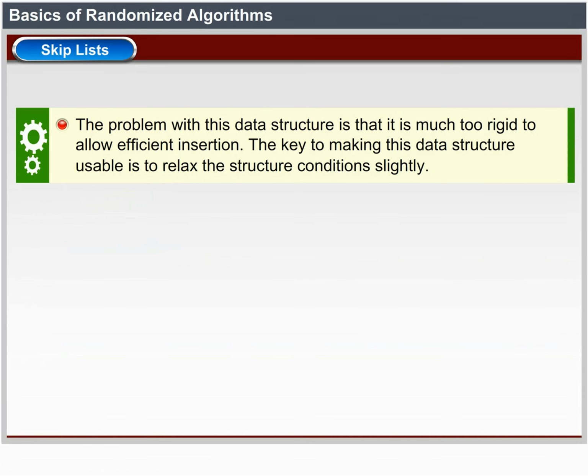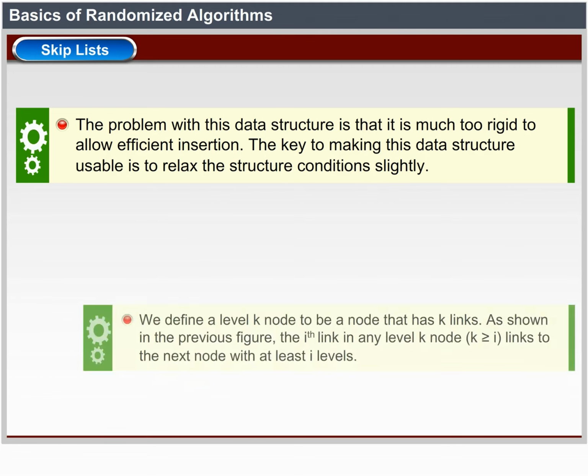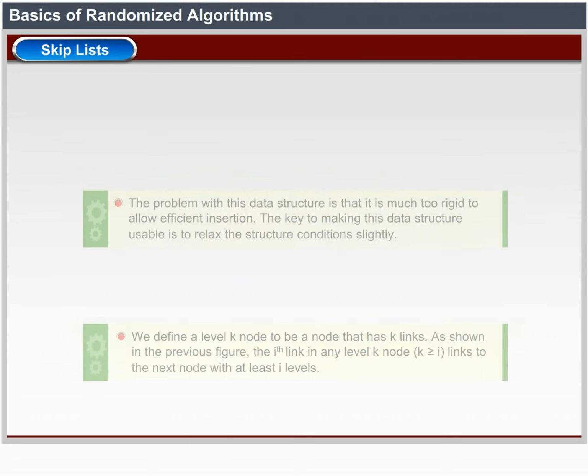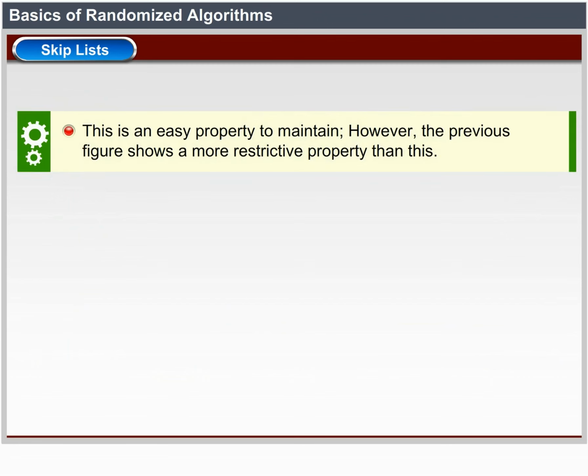The problem with this data structure is that it is much too rigid to allow efficient insertion. The key to making this data structure usable is to relax the structure conditions slightly. We define a level k node to be a node that has k links. As shown in the previous figure, the ith link in any level k node, k greater than or equal to i, links to the next node with at least i levels. This is an easy property to maintain.